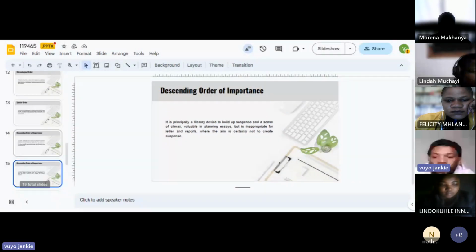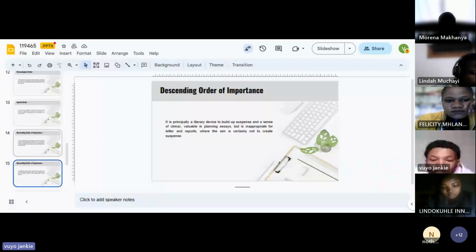Still on descending order of importance, it is principally a literal device to build suspense and a sense of climax. Valuable in planning essays, but inappropriate for letters and reports, where the aim is certainly not to create suspense.